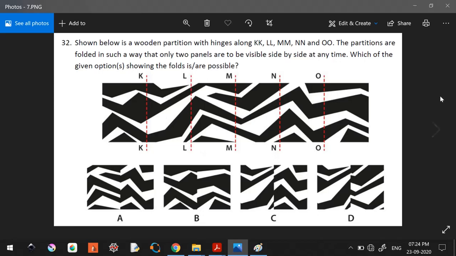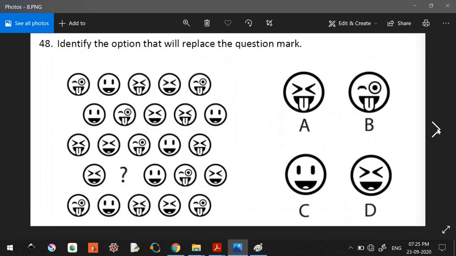And given a pattern like this and an axis here, a folding axis, which of these options will fit if we fold or unfold this? That is what this question is. And I think this is another thing where, given this smile, what will be the missing part? That is what we need to check.